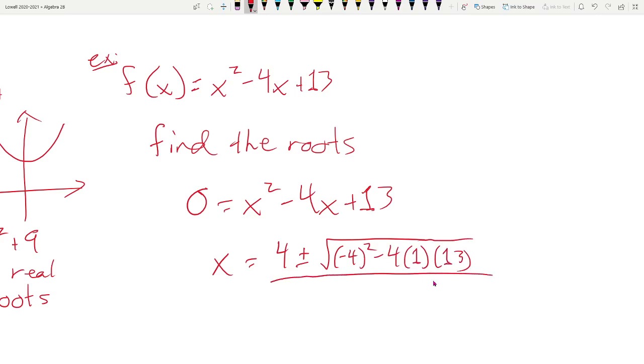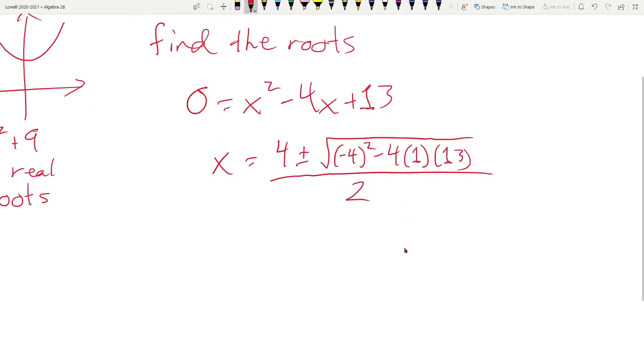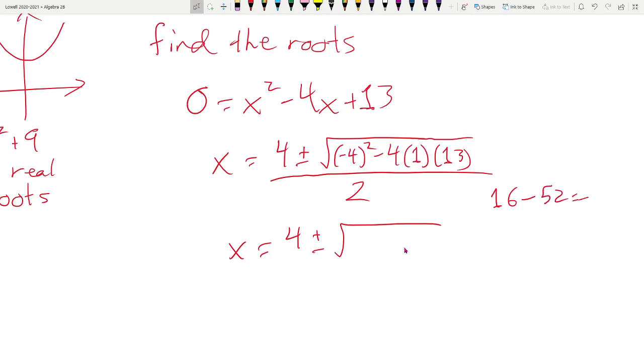All over 2a, so that would just be 2 times 1. Okay, so check my work here, but I believe this should end up being 4 plus or minus the square root of, let's see, 16 minus 52, which is going to equal negative 36. So the discriminant is negative 36, which is not a perfect square, and therefore it wasn't factorable, as expected. Whew, okay, so now I have that divided by 2.